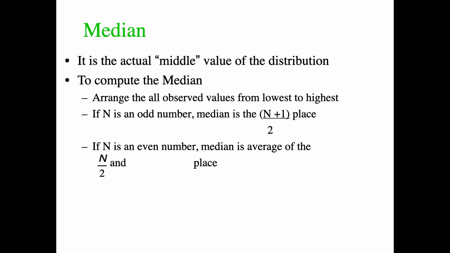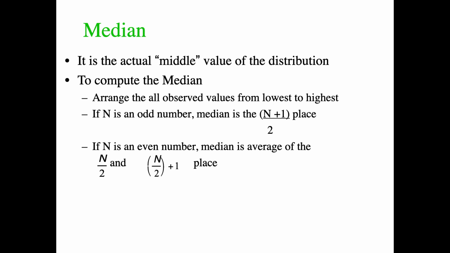If the n is an even number, the median is the average of these two, the n over 2 place and the n over 2 plus 1 place. So this is when you have an even number. Like if you had 10 values, it would be between the 5th and the 6th place. Somewhere in the middle of the 5th and 6th place is the median for a sample where you had 10 values.